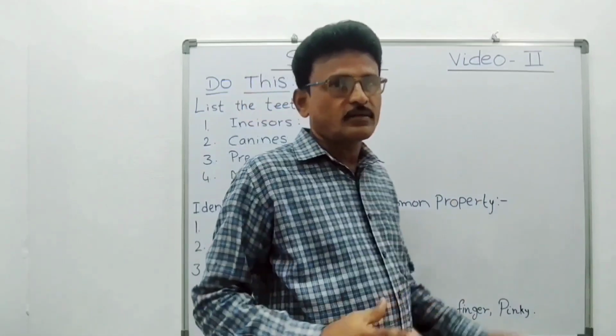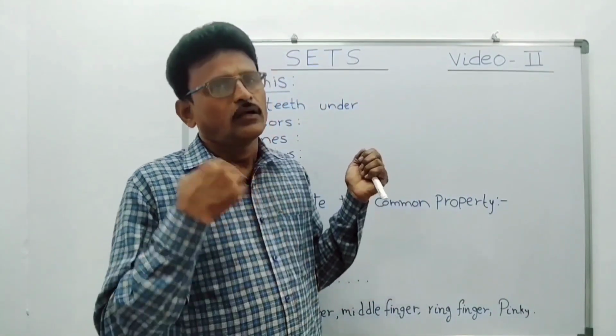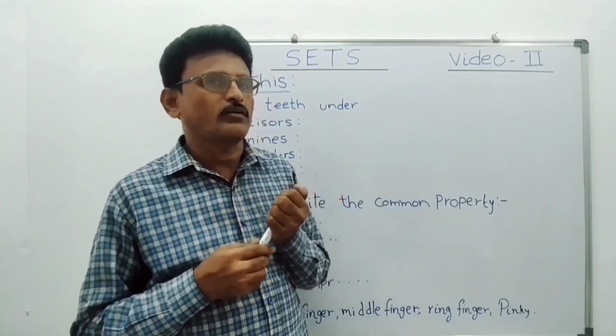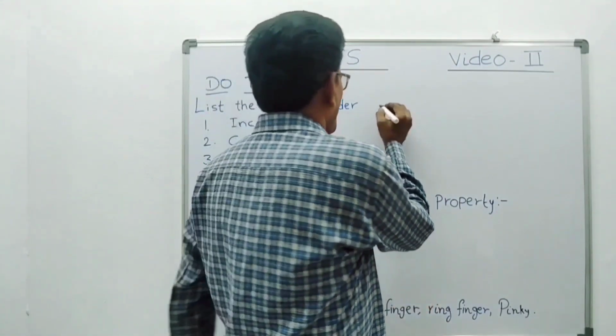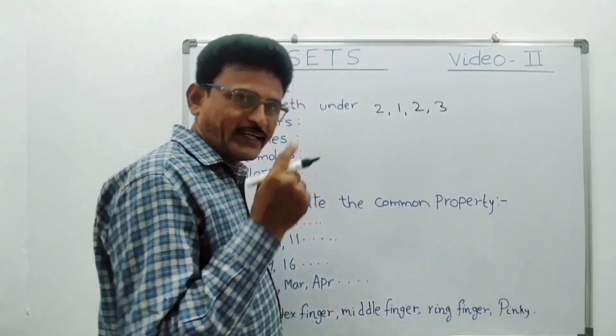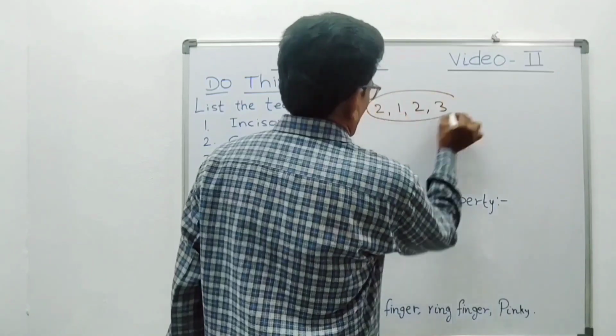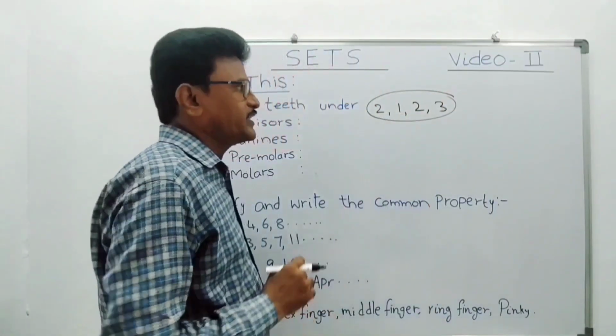So sets means we are writing in list form. So what is the list? We have the dental formula for adults: 2, 1, 2, 3. Actually, there are 32 teeth in total. But this is the dental formula. How are we getting this?